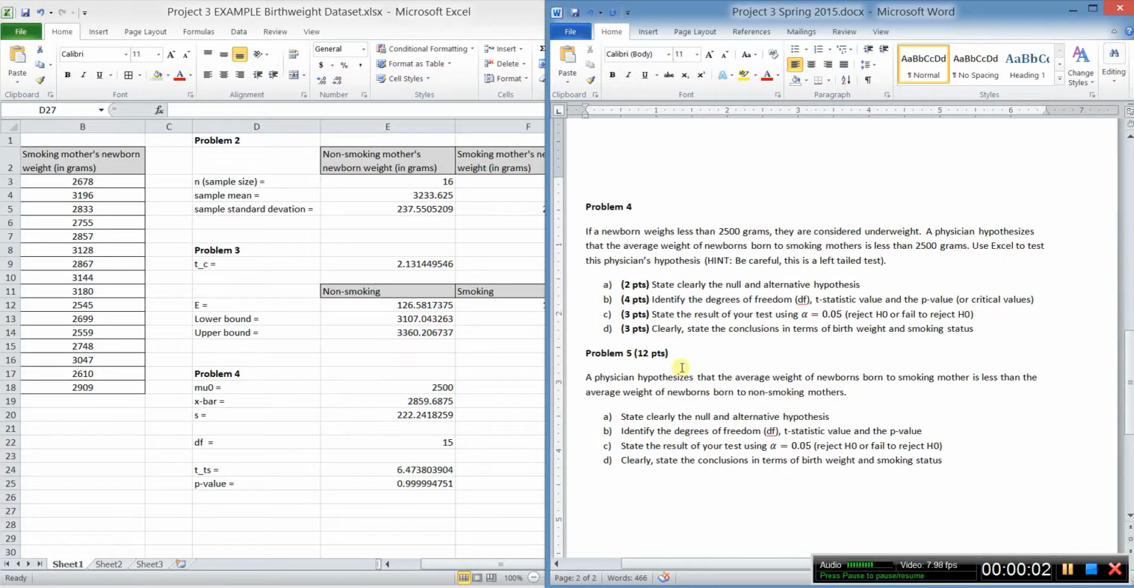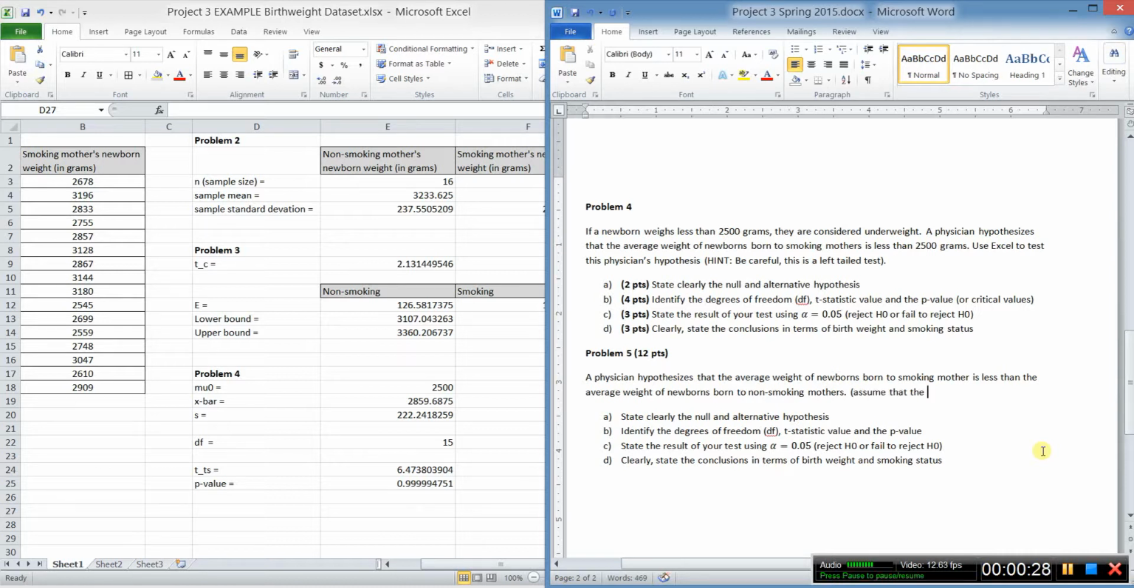Okay, lastly, question number 5. So question number 5 is a two-sample test. A physician hypothesizes that the average weight of newborns born to smoking mothers is less than the average weight of newborns born to non-smoking mothers. Okay, so actually I'm going to have to edit this and let you guys know.